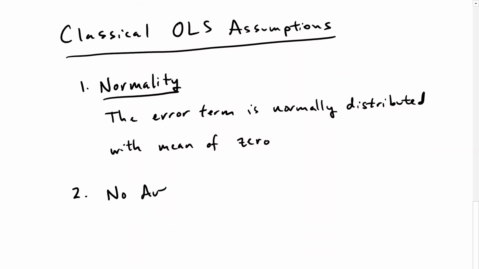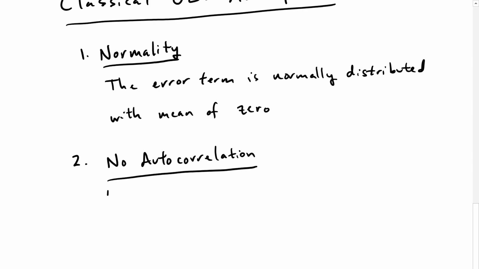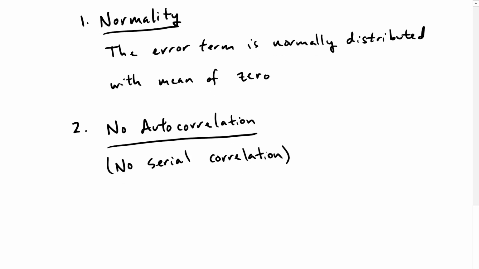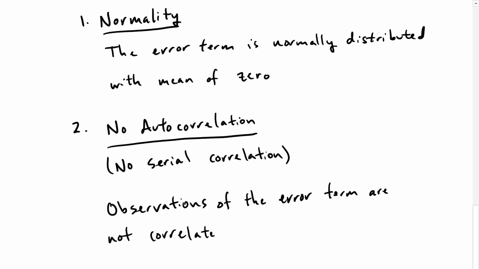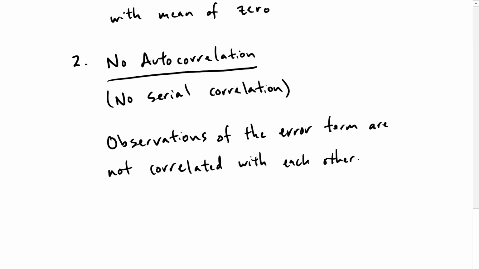Okay, number 2, we have what's called no autocorrelation. This is also somewhat related to one called no serial correlation. And what both of these mean is that observations of the error term are not correlated with each other. Okay, a common example where this becomes violated is time series data, right?